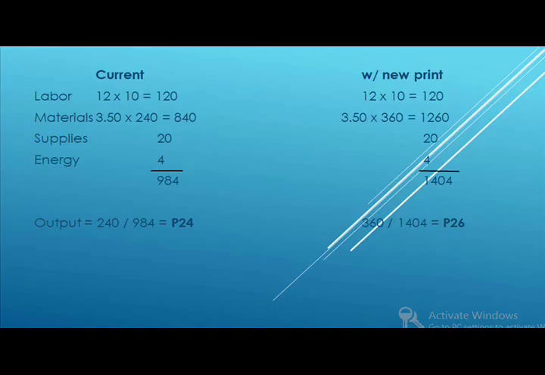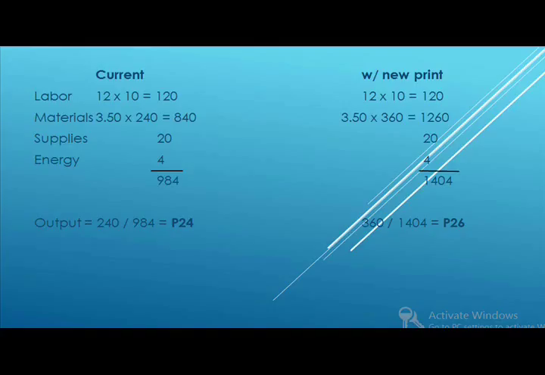In material, the total material cost for each doll, which is 3.50 pesos, multiplied by the total of dolls produced, equivalent to 240. That will be equal to 840 pesos. In supplies, it is already given in the problem, which is 20 pesos necessary supplies per day. And energy has 4 pesos assumed per day.